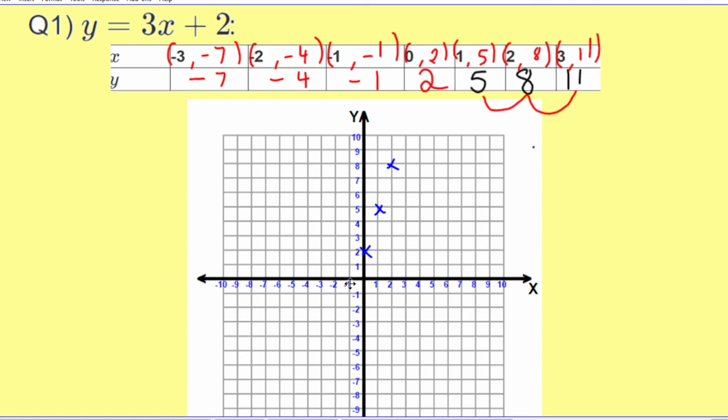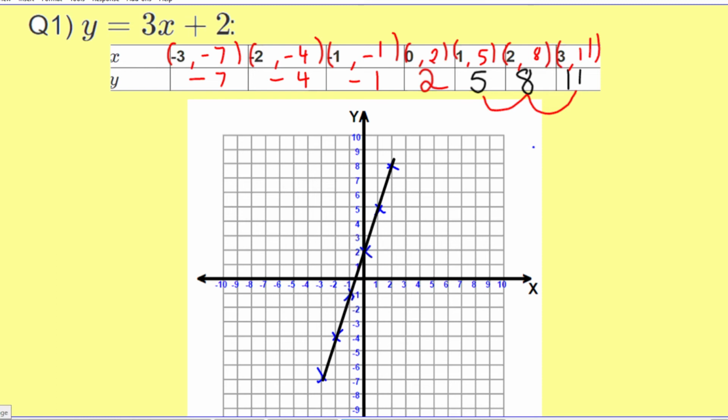Negative 1, negative 1, so down here. Negative 2, negative 4. And negative 3, negative 7. And if I draw a straight line through all of these, from the beginning to the end, they should all fall on that line. There we go. They're all on the line. So that means I've done all my calculations correctly, and this gives us this linear graph.